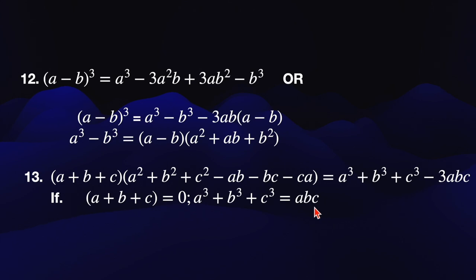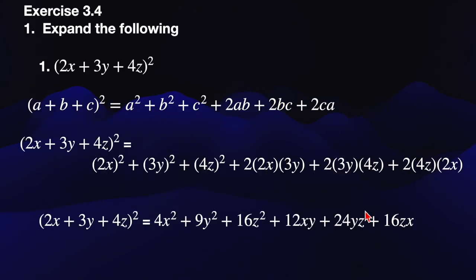We will do lot of sums on this, so it will become very clear, don't worry. But make sure you learn all the identities, all the formulas well. Okay, the first sum. Expand (2x + 3y + 4z)².